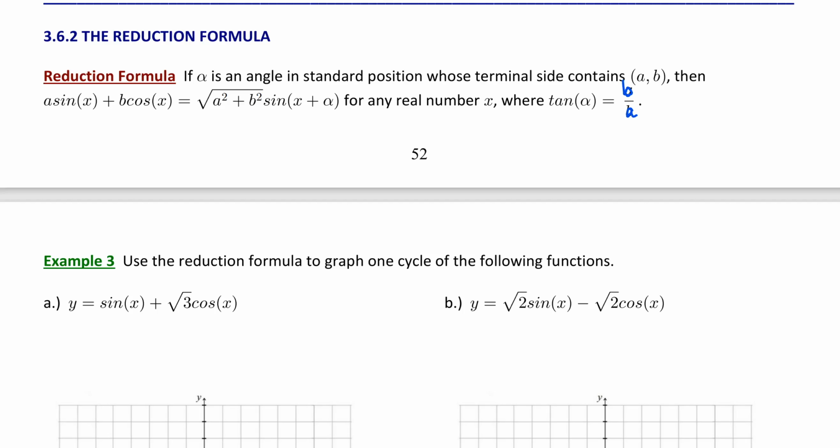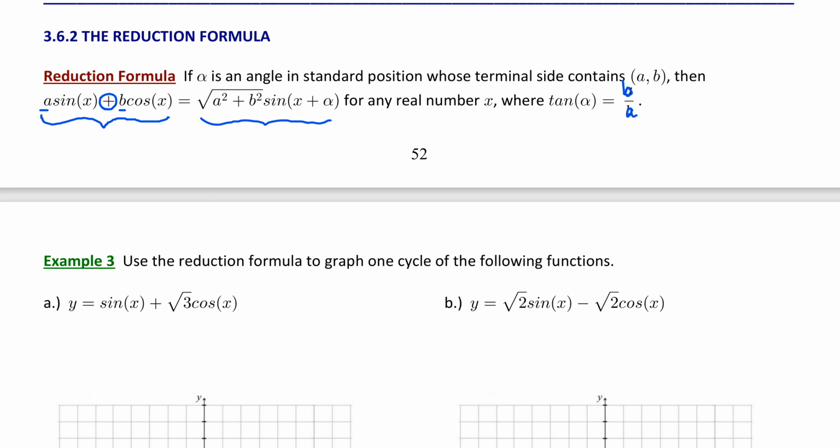In section 3.6.2, we'll examine a formula that's related to the sum to product identities, but is a bit different. This is called the reduction formula. Notice we're going to take a sum, such as what you see over here on the left side of the formula, and condense it into a single sine wave. So we are taking a sum and converting it into a single function, but this is different from the sum to product identities by the fact that both sine and cosine have a coefficient.